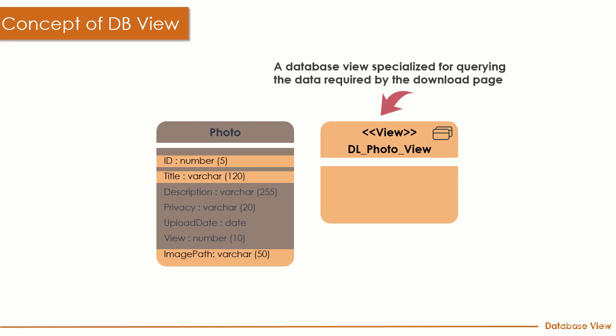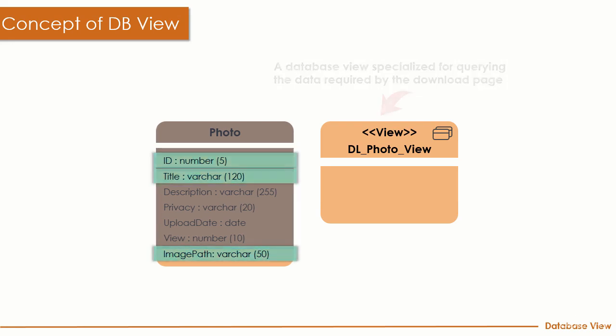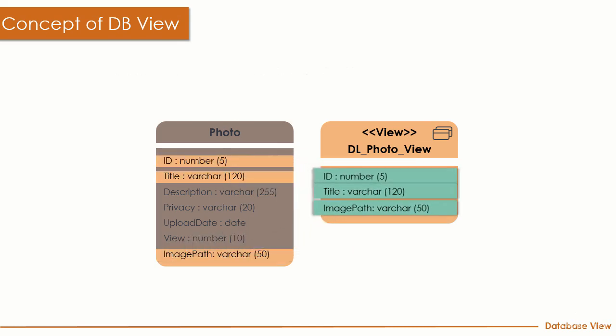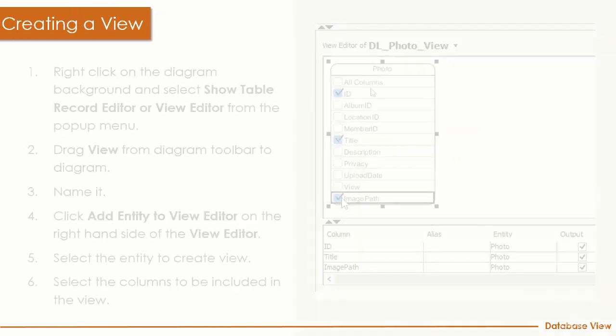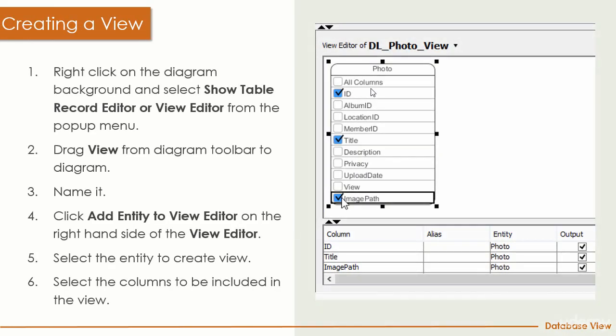To do that, we can create a view. For example, we call it DL photo view. Then we just get the 3 columns and show them in the view. So when you query this view, you just get all the data you want instead of a lot of columns returned. Creating a view in Visual Paradigm is easy. Let me just show you now.